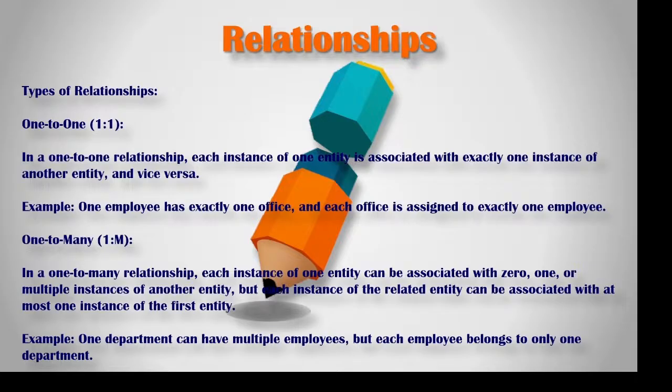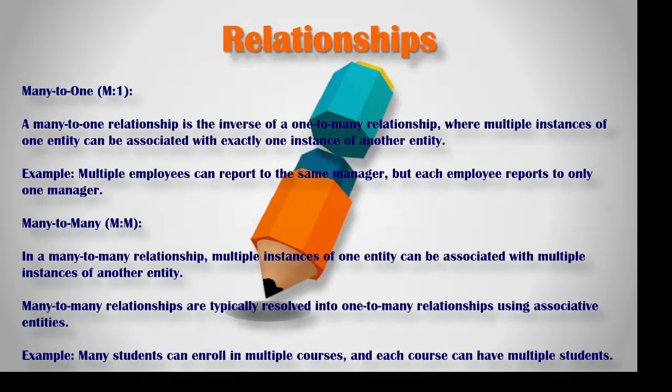Many-to-one. A many-to-one relationship is the inverse of a one-to-many relationship. Multiple instances of one entity are associated with exactly one instance of another entity. Example: multiple employees report to the same manager, but each employee reports to only one manager.